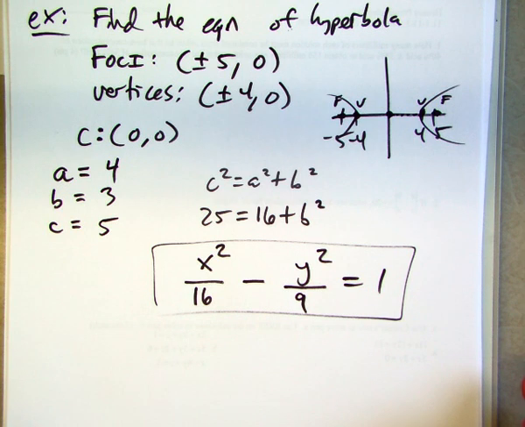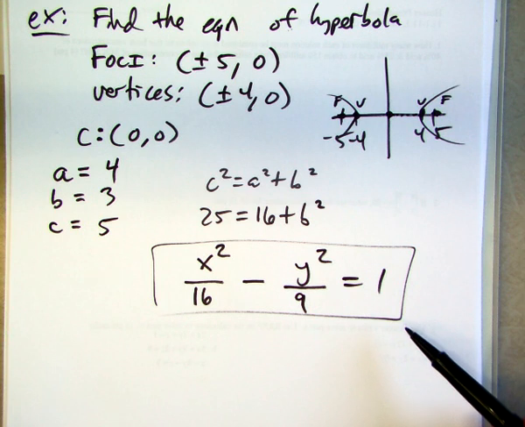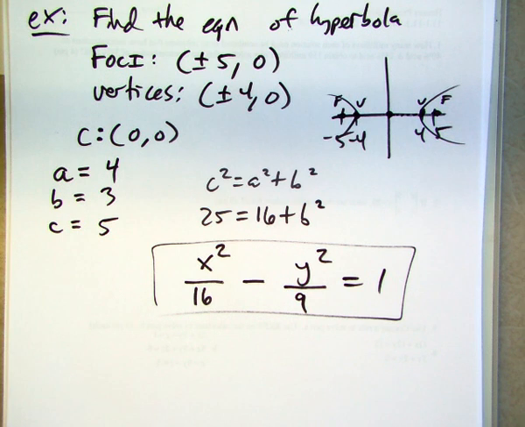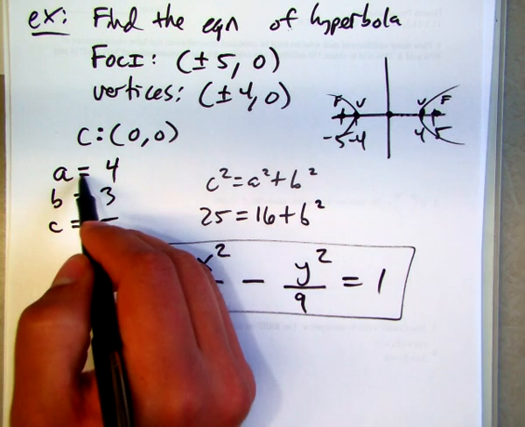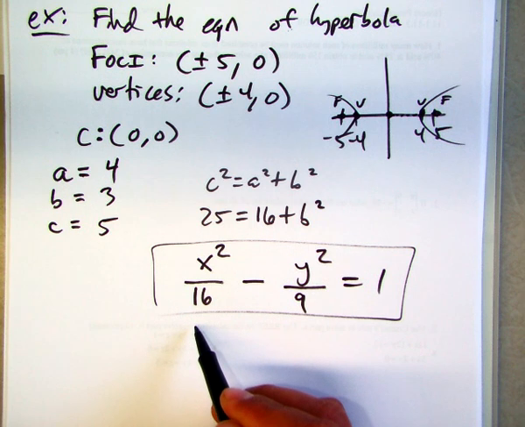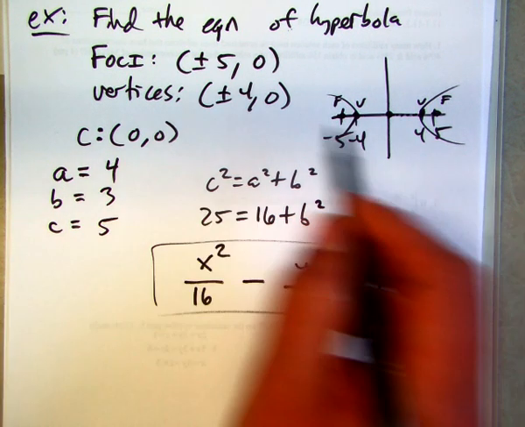We'll do one more. Are there any questions on how we got this? How did I get the equation? Well, if the center is 0, 0, then we know it's just x squared and y squared. If it opens left and right, we know that x squared has to be positive. And we already knew that the distance from center to vertex was 4, so that's going to go underneath x. How do you know it opens left and right? Because they told you the vertices were on the x-axis.